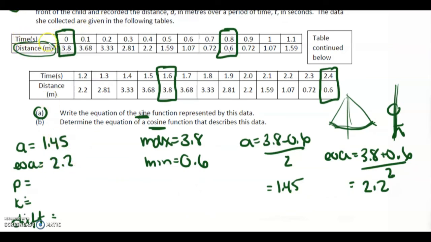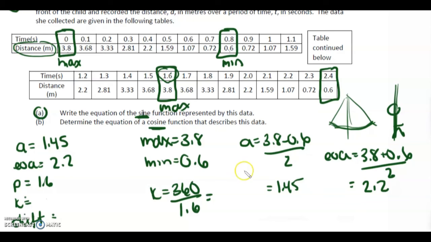Now the period. We go from a max to a min and back to a max, and that's going to be one full rotation. So it takes 1.6 seconds to make a full rotation. That's the period. For the k value, we take 360 and divide it by 1.6, and we get 225. So in our equation, we're going to use 225.